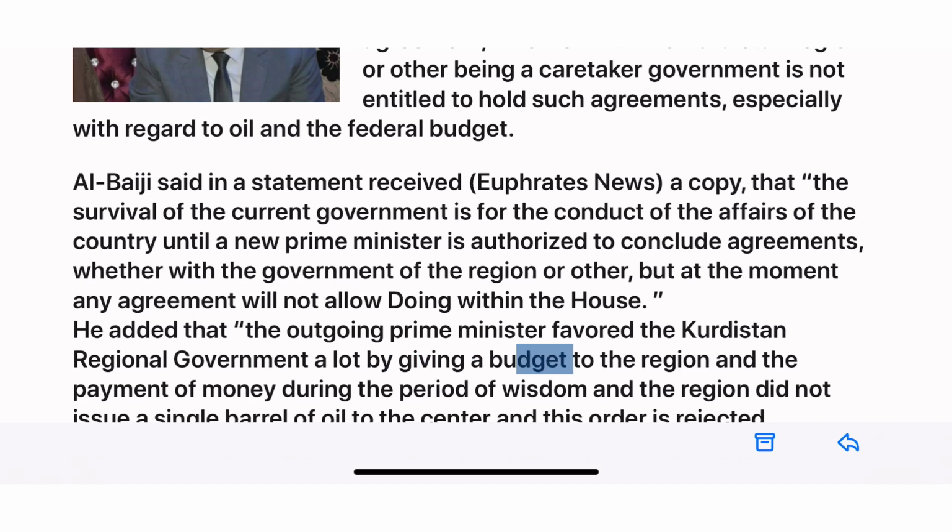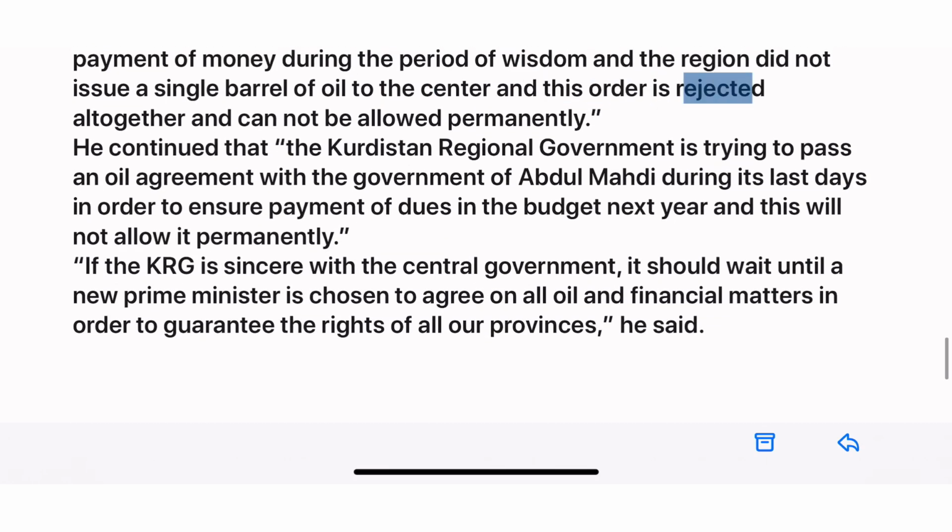He added that the outgoing prime minister favored the Kurdistan regional government a lot by giving a budget to the region and the payment of money during the period of Wisdom, and the region did not export a single barrel of oil to the center, and this order is rejected altogether and cannot be allowed permanently.